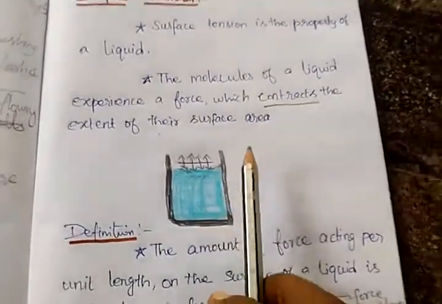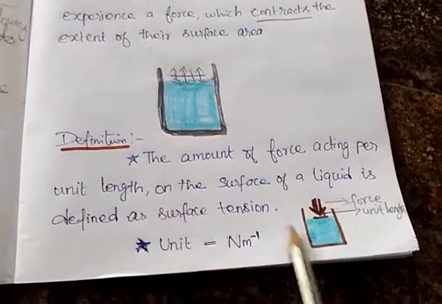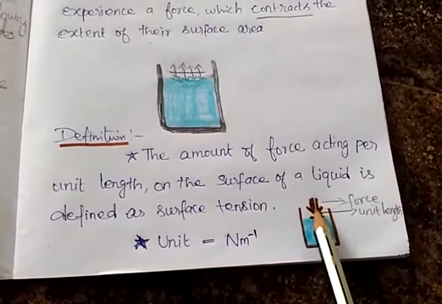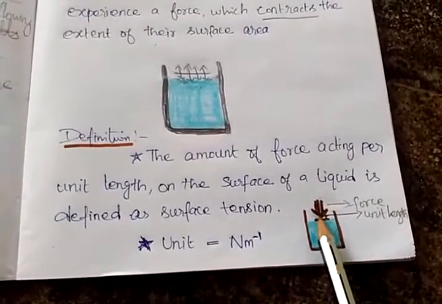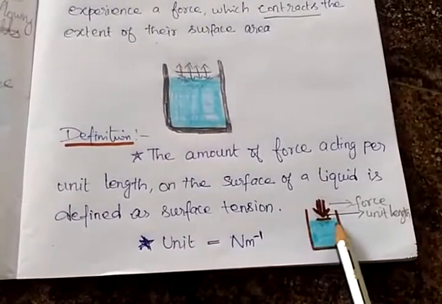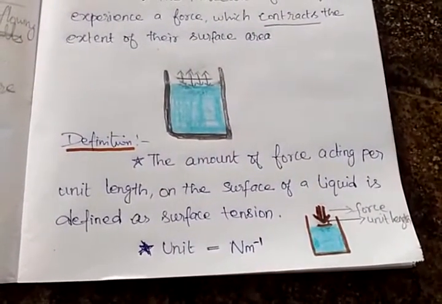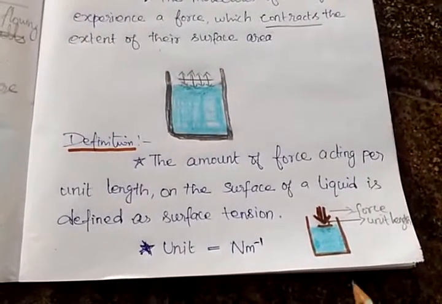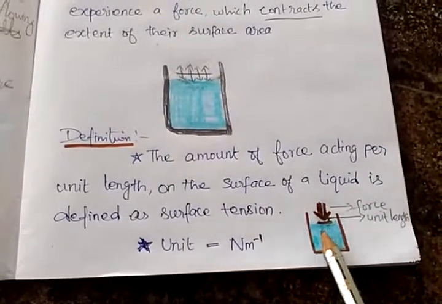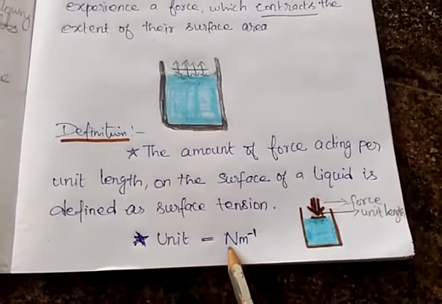Then here we see the definition. The amount of force acting per unit length on the surface of the liquid is defined as the surface tension. Okay students, the unit of surface tension is Newton per meter.